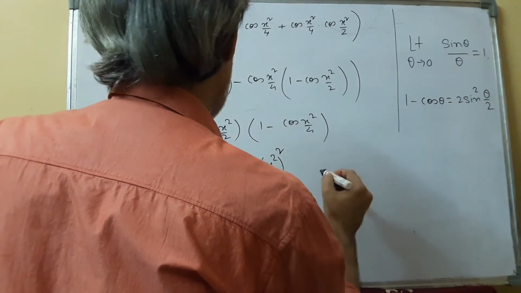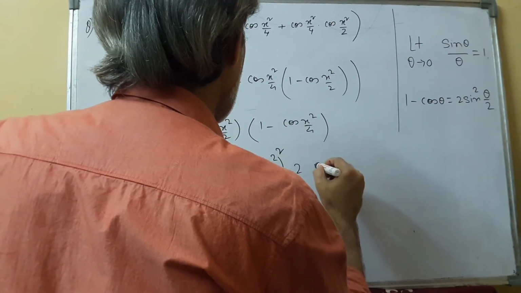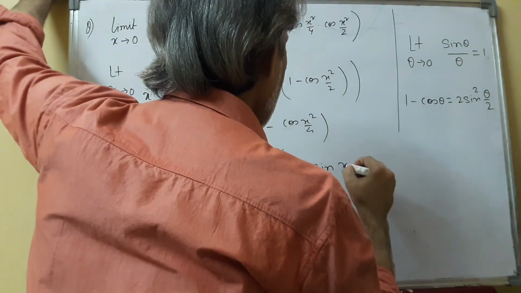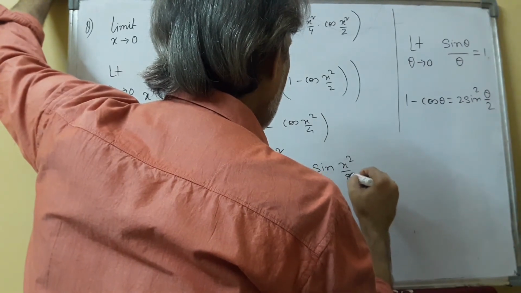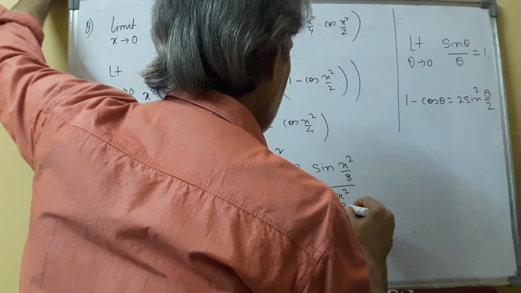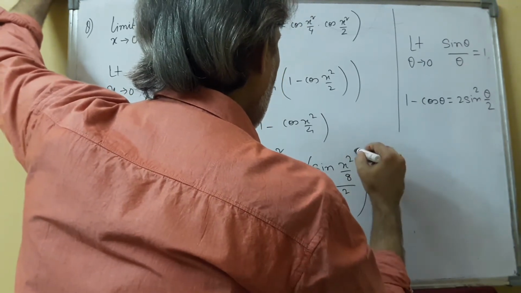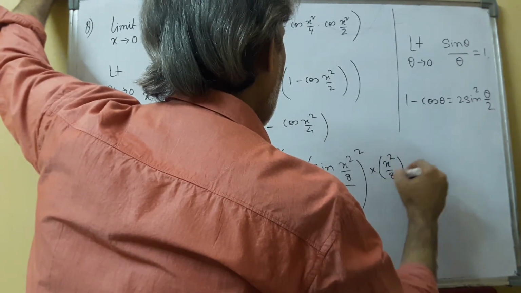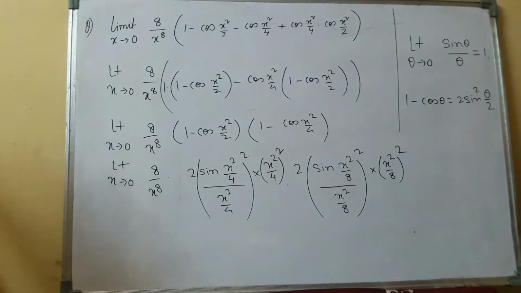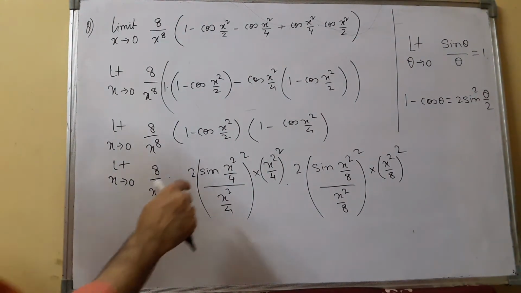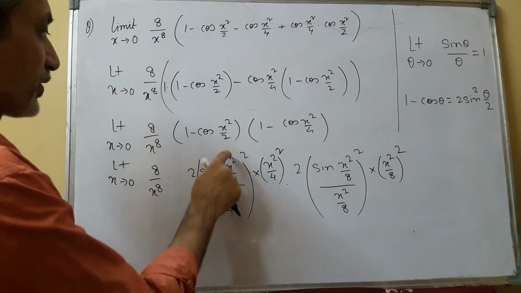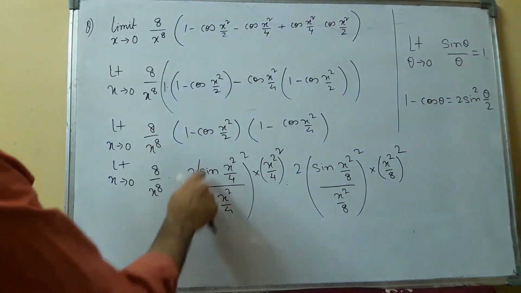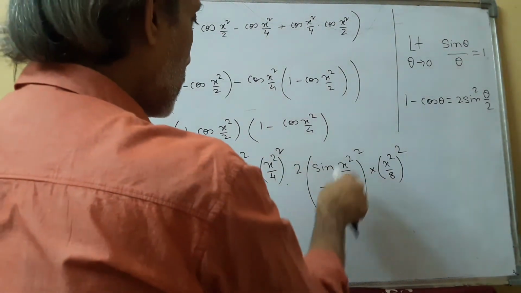Now break this again, 2 sin square, so finally we have this. Now look, as x will approach to 0, this thing sin theta upon theta, by applying this equals to 1, this equals to 1.